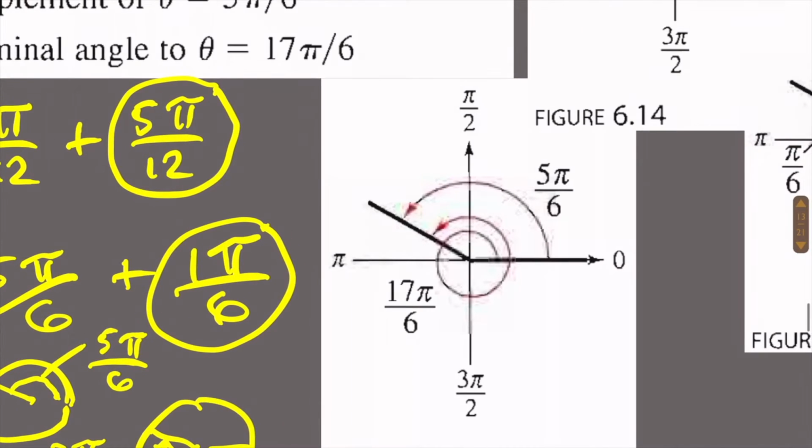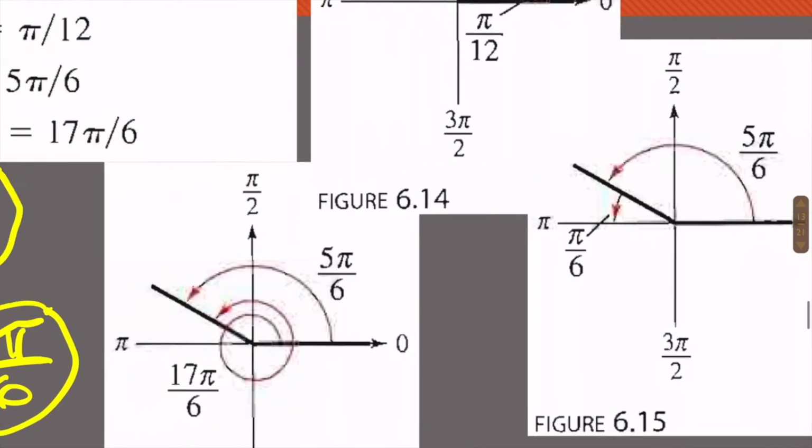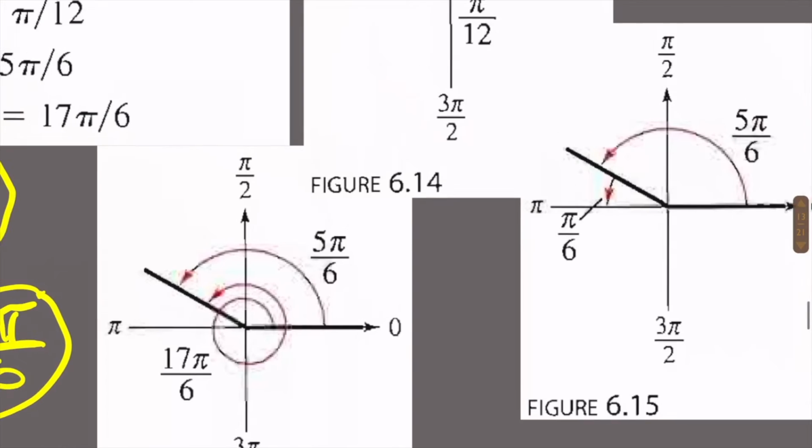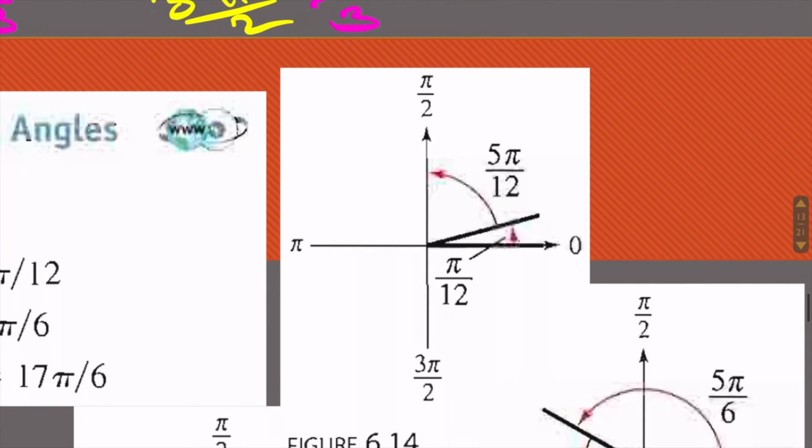All right, and let's take a look at some of these pictures to show us what we're really saying here. So in the first one, we're saying pi over 12, the complement of pi over 12. And so here it shows that I need the 5 pi over 12 in order to make 6 pi over 12, which is pi over 2. And so the complement of pi over 12 is 5 pi over 12.